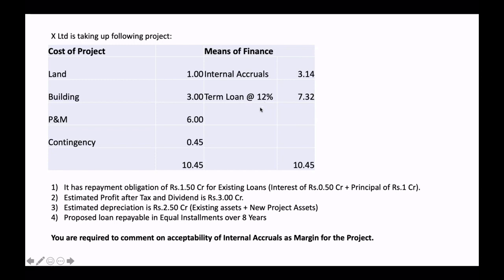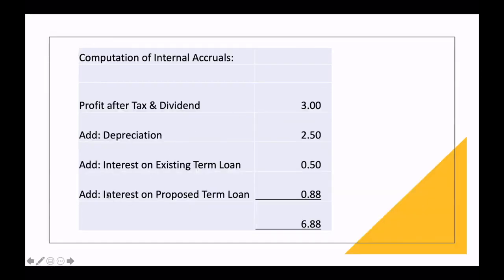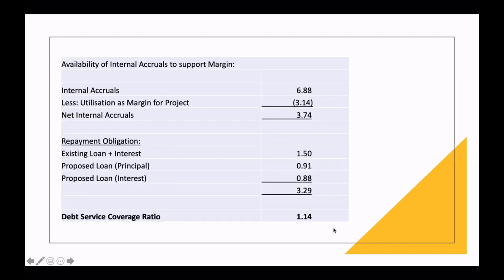Right? And here I am making an assumption that the loan is availed in the beginning and the project is ready. Right. So interest on existing loan is added and interest on proposed loan is also added. Now you get what is the gross internal accruals, which is 6.88 crore. Now listen. We have to check whether internal accruals can be used as margin for this project or not.